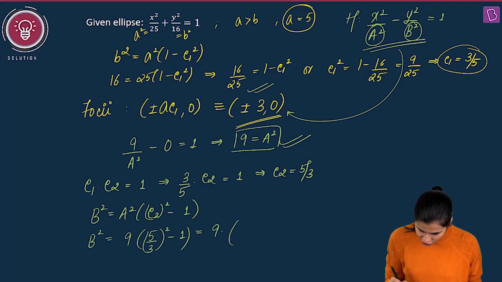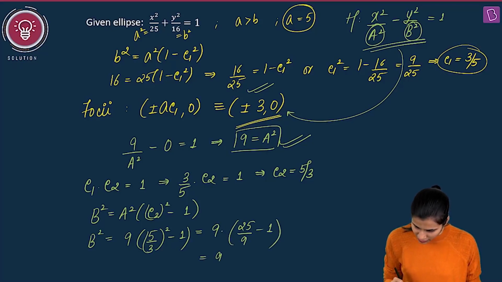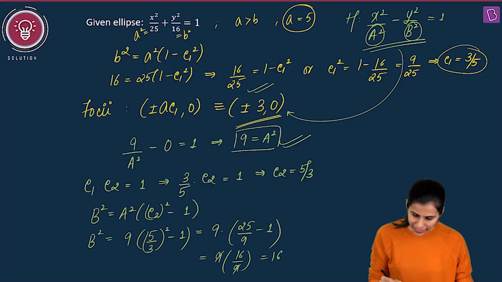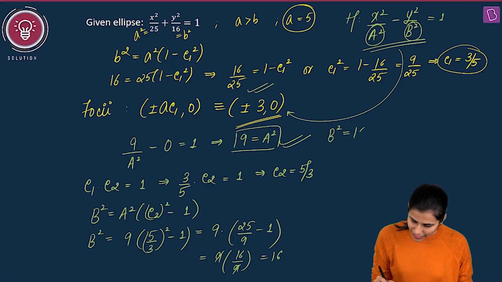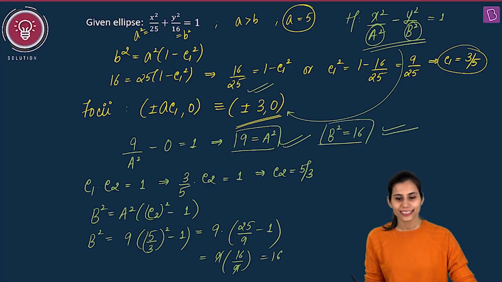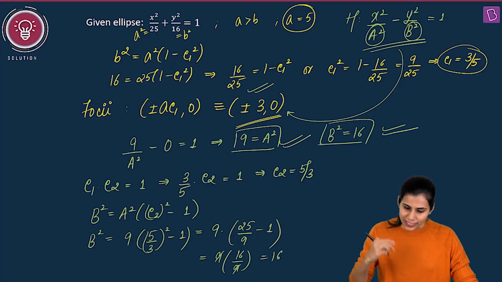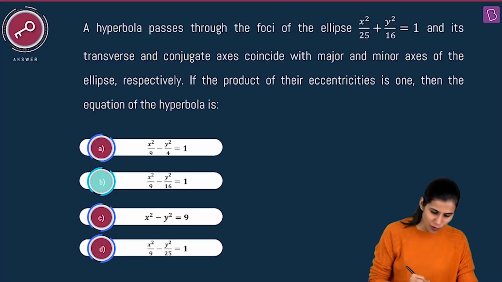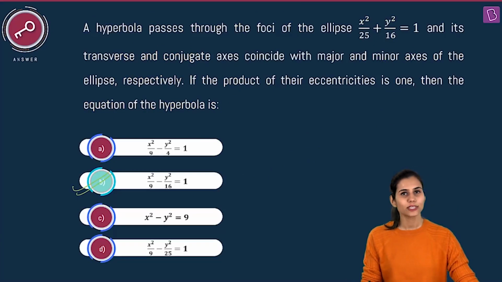What is this? 9 into 25 by 9 minus 1. This gives you 9 into 16 by 9. 9 cancels out, you're just left with 16. So b square is coming out to be 16. So what does your hyperbola look like? X square by 9 minus y square by 16 equals 1. Option B, absolutely correct.